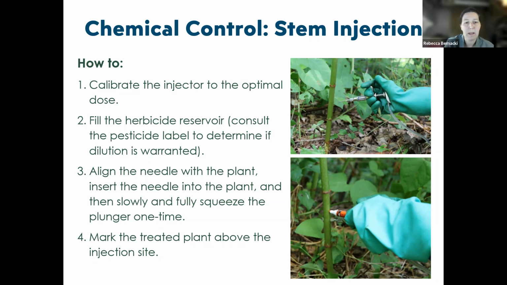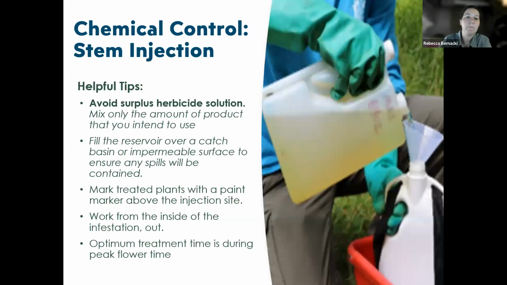Then we'll align the needle with the plant, insert the needle slowly into the plant, and then slowly and, really importantly, fully squeeze the plunger one time because you've already calibrated it to apply the appropriate amount. You may need to support the stem above your site of injection so you don't push the plant over. Finally, you're going to mark the treated plant with a marker above the treatment site, and we do that above in case a little bit of that herbicide dribbles out. We don't want it to obscure the fact that we are indicating that we treated that plant.